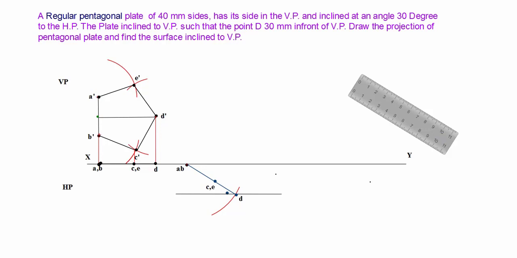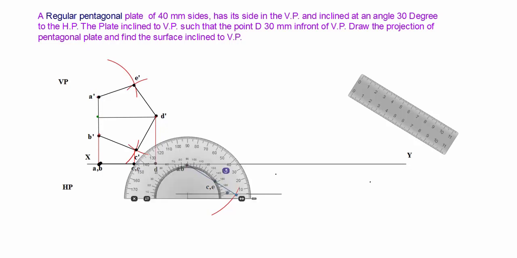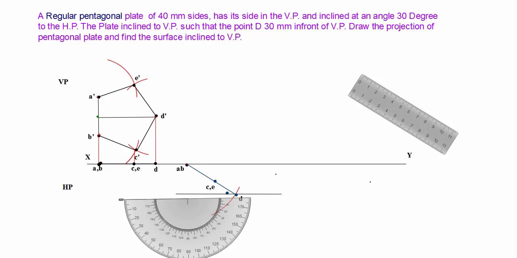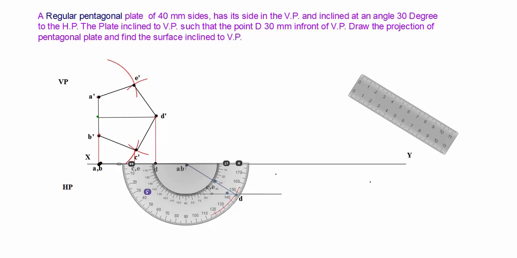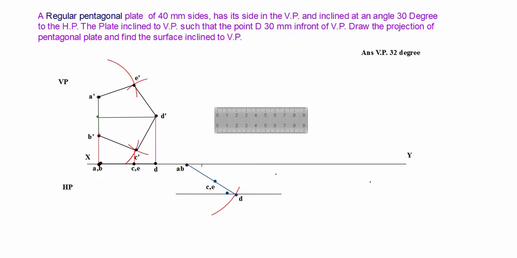Now you can find out the angle. What is the surface inclined to VP? So for that we choose the protractor and we measure the angle. So that is 32 degree. The 32 degree is the answer, surface inclined to VP. This is our answer.